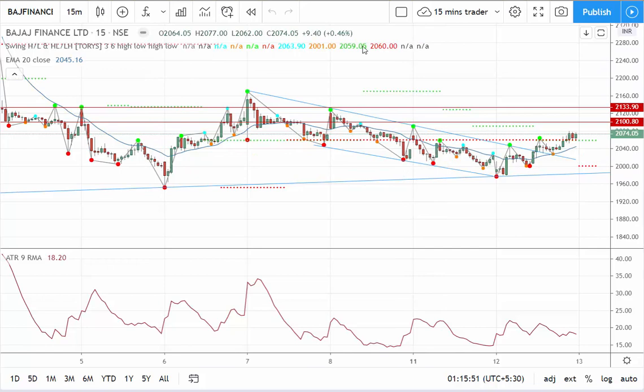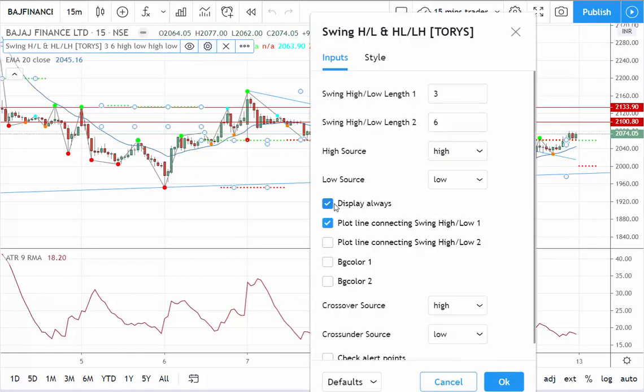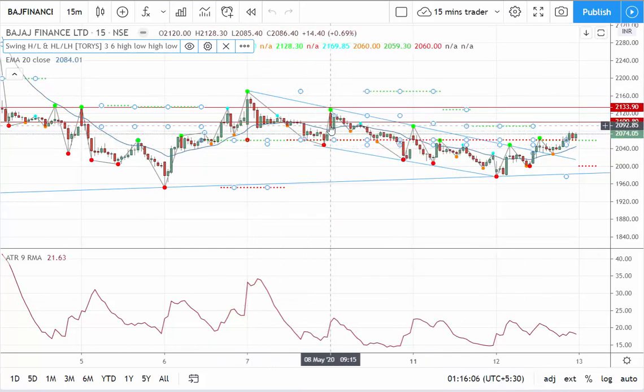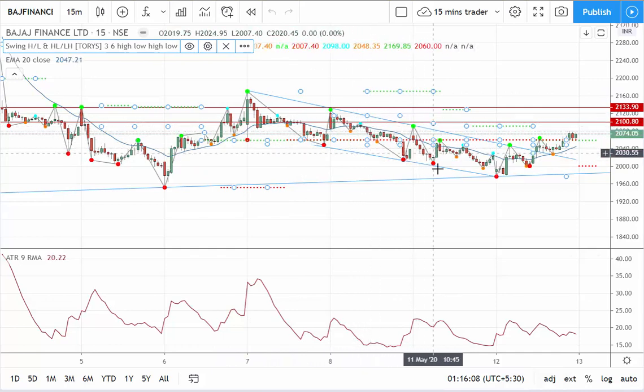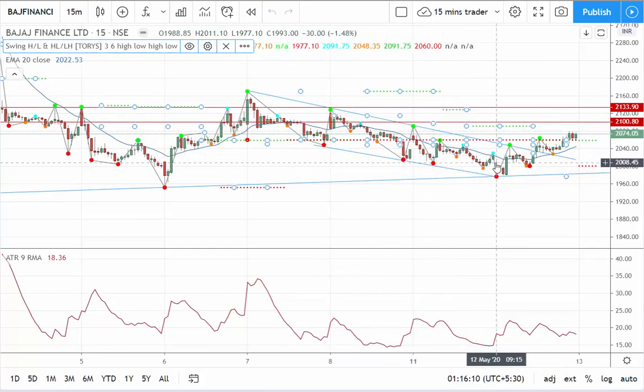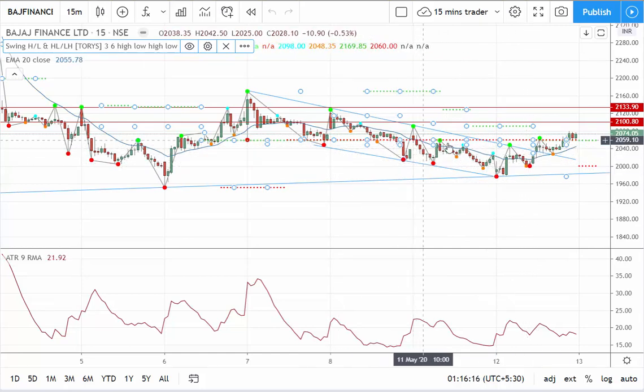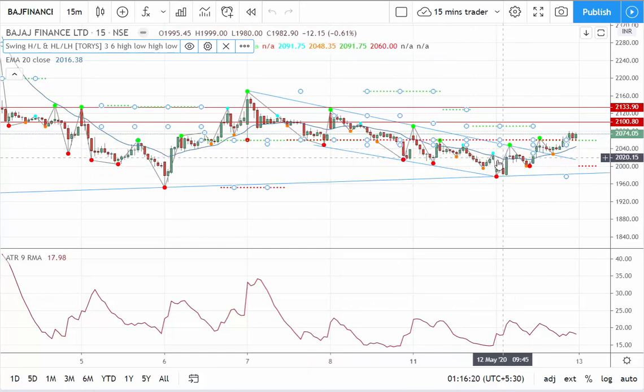Then go to the settings and turn on plot lines connecting swing high lows and display always. It will show these lines connecting the swings, which makes it a little easier for you to find out if there is a breakout or a change in trend.